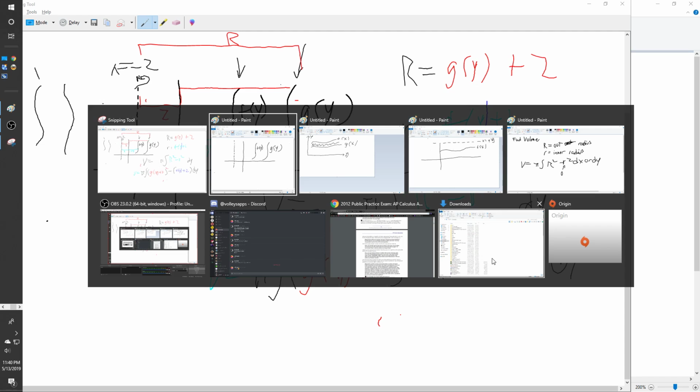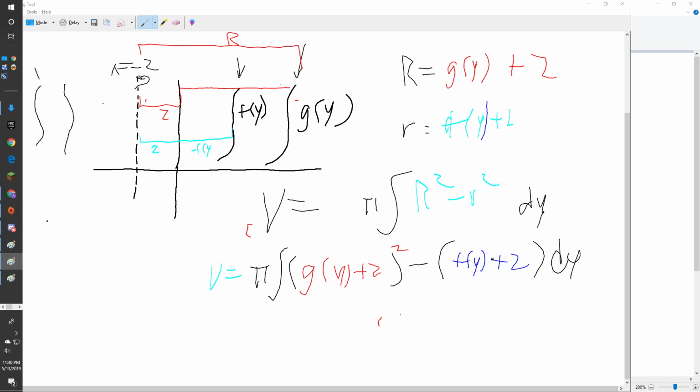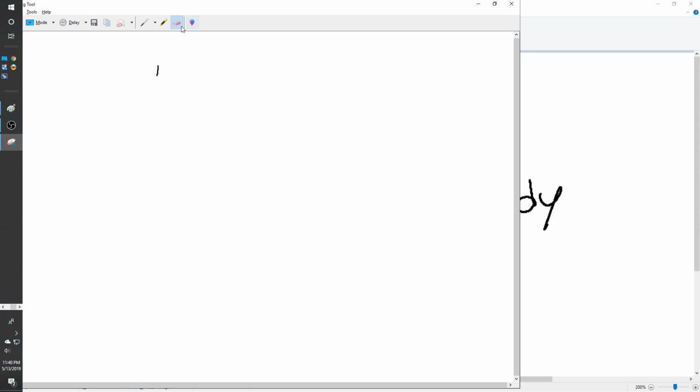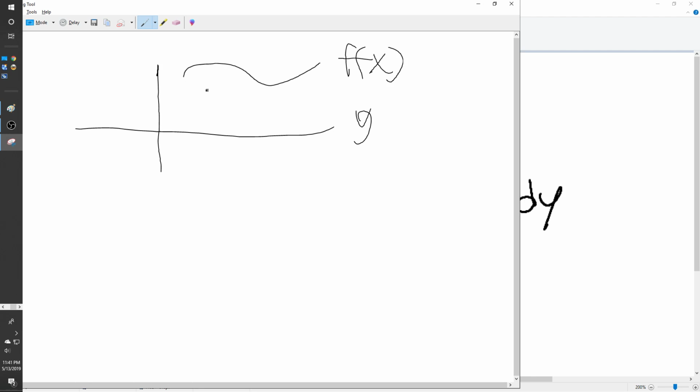Alright, so what about the washer method? I guess we already talked about that, but I can make it. Let's say I just have a graph like this, and I just have f of x, and I want to find the volume rotated around this. So I want this, that's dx. That's big R, but where's little r?